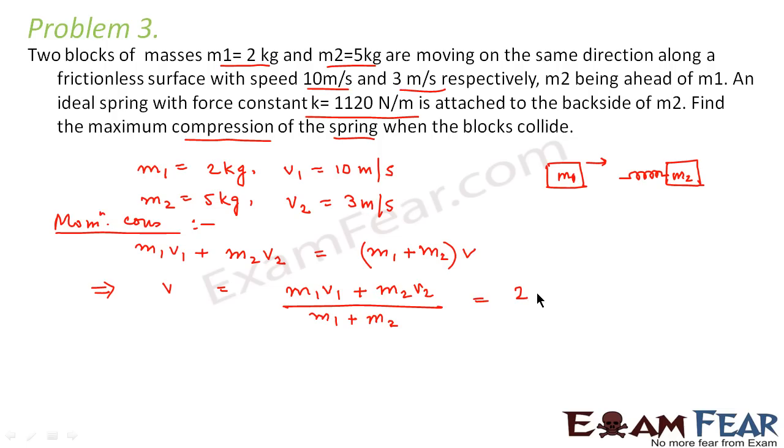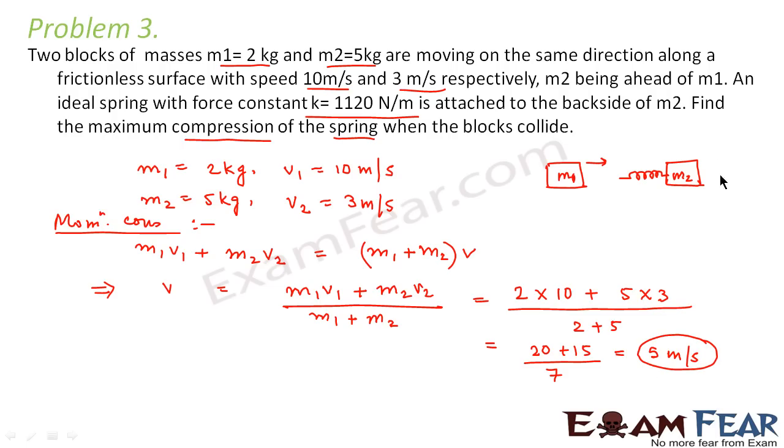Now let us put the values. m1 is 2 into v1, that is 10, plus 5 into 3 divided by m1 plus m2, that is 2 plus 5. So this will be 20 plus 15 divided by 7. So this will be equal to 5 meter per second. So this is the velocity with which this entire system, that is m1 and m2 together, will move after the collision. Now the question asks us to find the maximum compression of the spring.